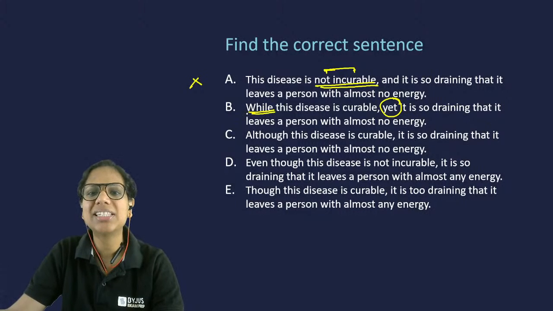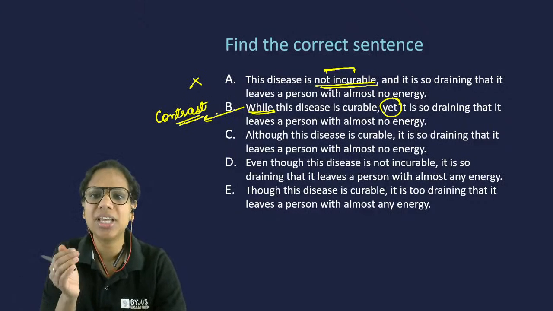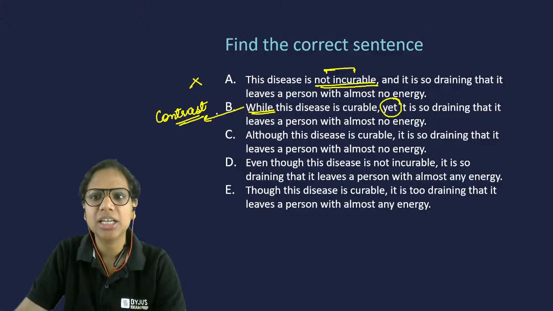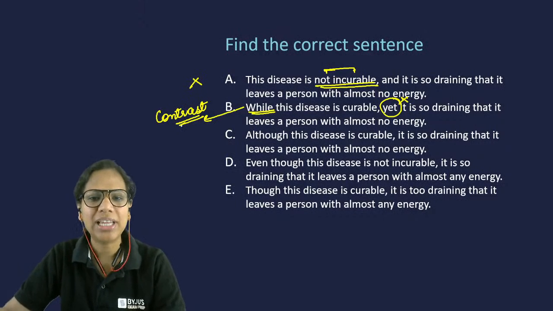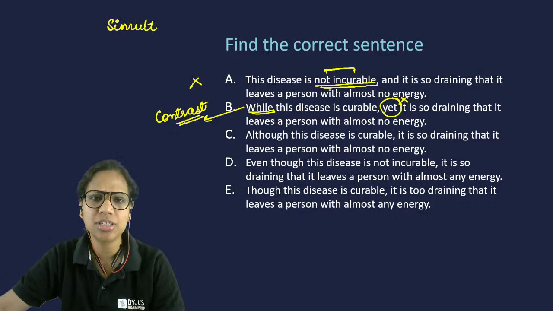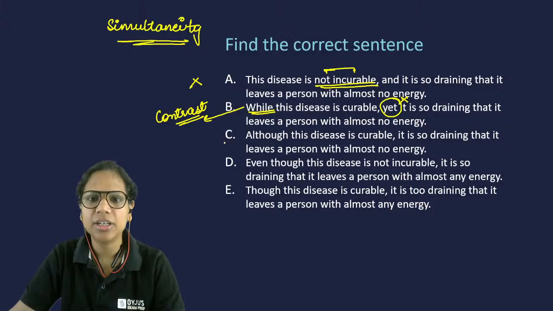The moment I say while, I have expressed contrast. While is a conjunction that expresses contrast, right? So while and yet both are not required. While can do two things: it can express contrast and it can express simultaneity of actions. So don't think it can only express contrast, but here it is expressing contrast. Now let's have a look at D and E.